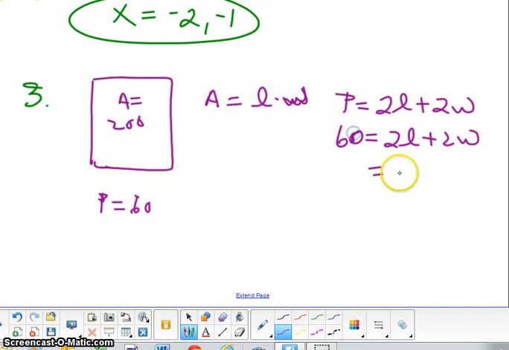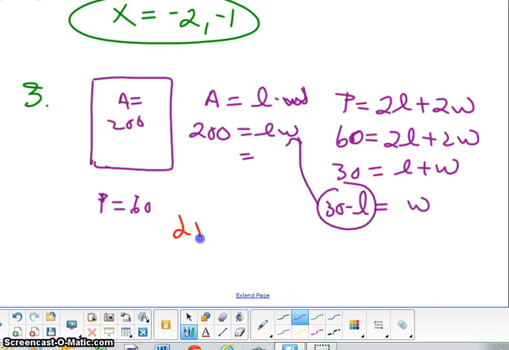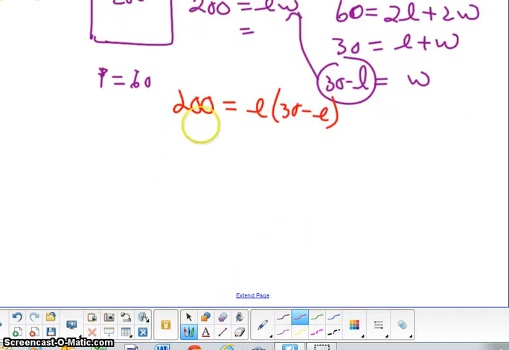Divide everything by 2, you have L plus W equals 30. Okay, and on this equation, we have 200 equals L times W. And if we take one of these and solve for W, it's 30 minus L. So I'm going to take that and replace it right here. So I'd have 200 equals L times 30 minus L. And that's going to change into a quadratic. So 200 equals 30L minus L squared.